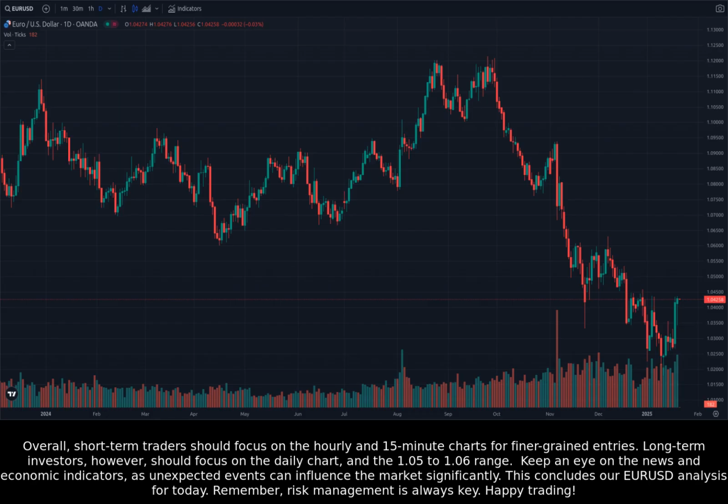Keep an eye on the news and economic indicators, as unexpected events can influence the market significantly. This concludes our EURUSD analysis for today. Remember, risk management is always key.